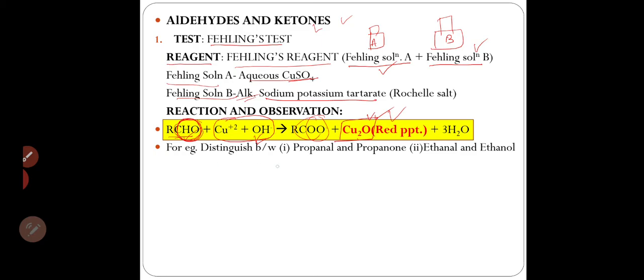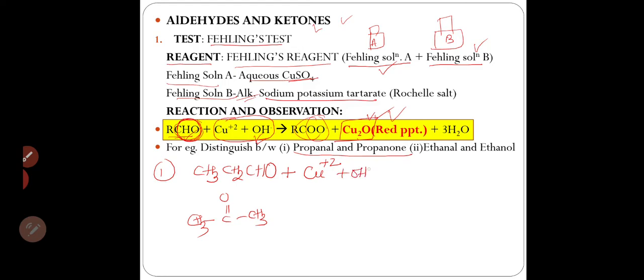Okay, now let us do one example. First one, propanal and propanone. Now what is the formula of propanal? CH3CH2CHO. Then what is propanone? Propanone means 3 carbons. So this is aldehyde, this is ketone. Which test do we need to do? Fehling's test. Now the reagent for the Fehling test is Fehling's reagent, a mixture of A and B, Cu2+ and OH-.